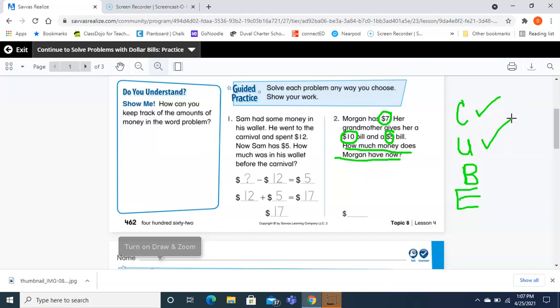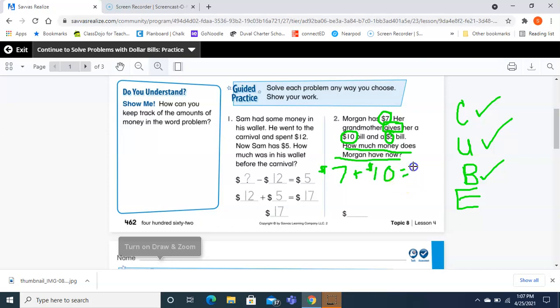Okay, now we need to box in important words. So when I was walking through and reading this, I saw the word gives. If she gives her a $10 bill and a $5 bill, then she's adding to what she already has, right? So I'm going to start with the $7. Now let's solve the equation. $7, and I'm going to add the $10 first. So she added $10 to it because she gave her a $10 bill.